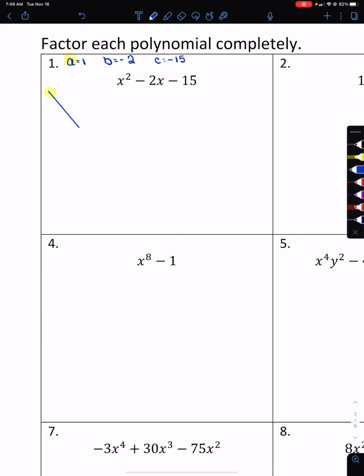I know it's been a little bit since we've done this, but let's go ahead and go with it. First off, A times C, 1 times -15. That adds to B.